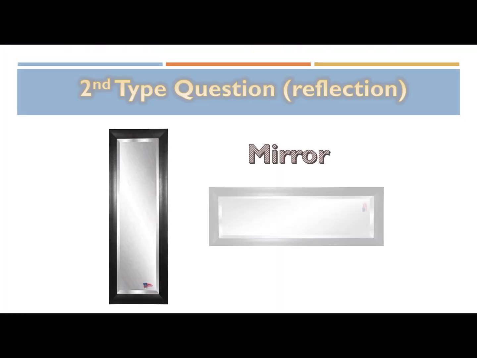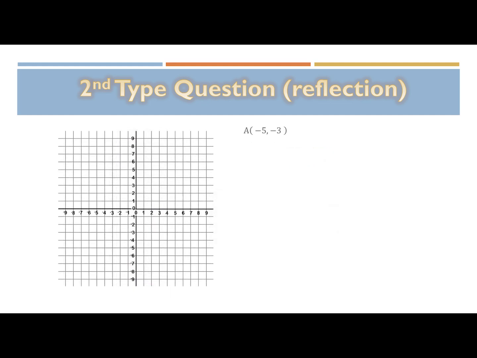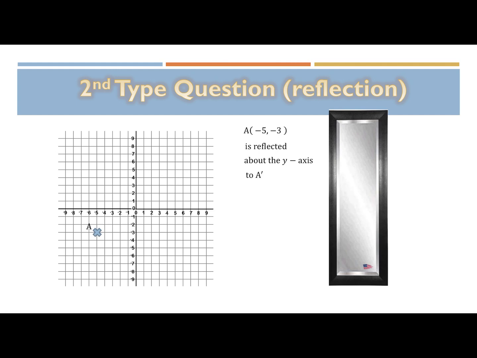Another type is about reflection. So if we have a point, and then they will tell you to reflect along the y-axis, that means you imagine a mirror is at the y-axis. Then you use your common sense. You know that from the left-hand side it will be reflected to the right-hand side. So the point will jump like this.